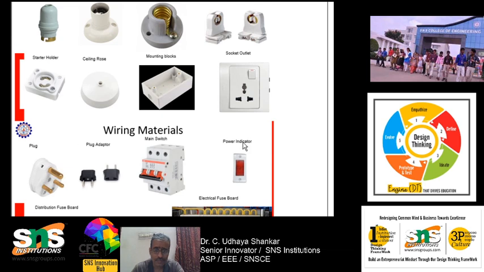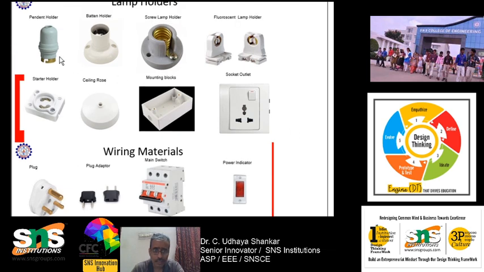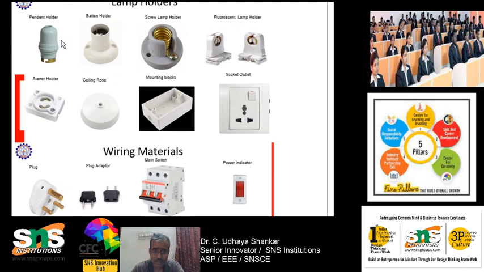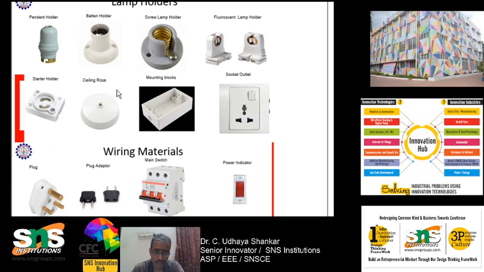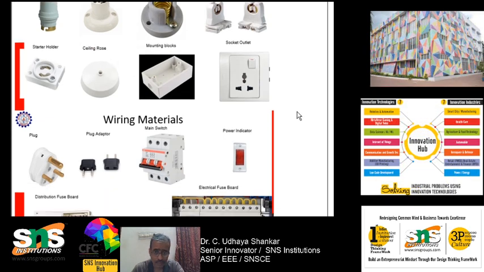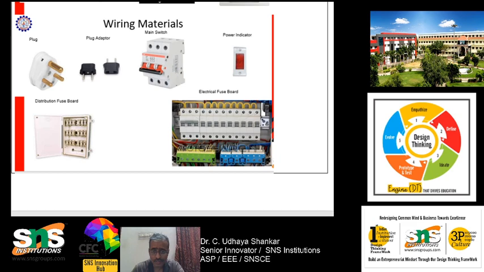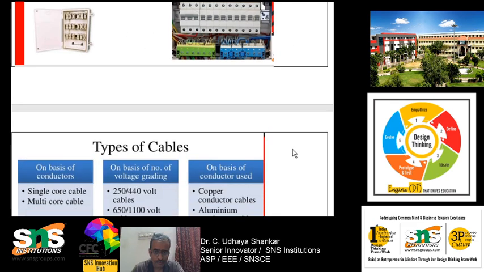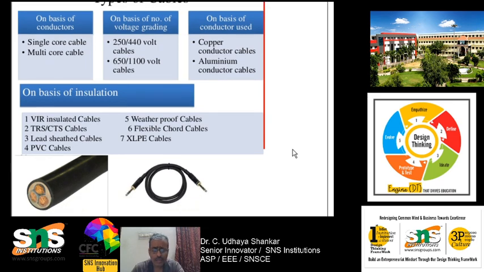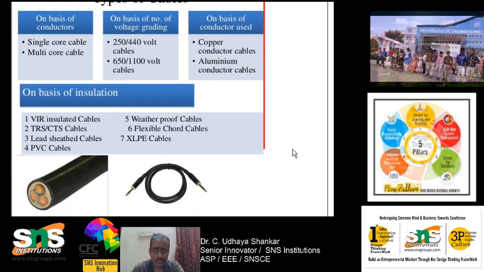So these are the different lamp holders. I already told you, this is called the patent holder, batten holder, screw lamp holder, as well as the fluorescent lamp holder. Then the starter holder, ceiling rose, mounting blocks, and socket outlet are there. Wiring materials are also there: plug point, plug adapter, main switch, power indicator. This is the distribution fuse board, this is the electrical fuse board, and all those things. So we have completed the wiring and accessories.